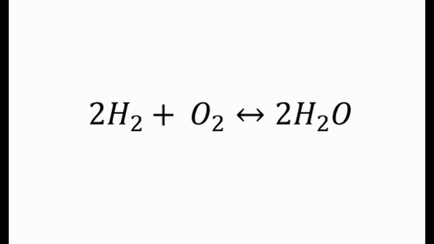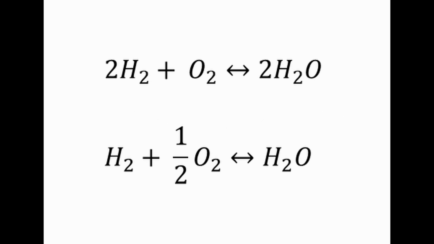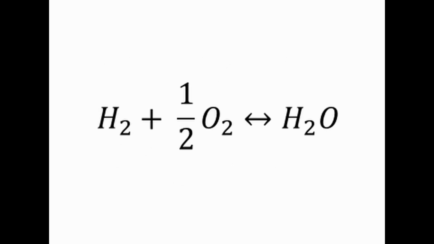The balanced equation is 2H2 plus O2 forms 2H2O. This time, the double-sided arrow is used to indicate the reaction could go in either direction depending on the conditions. We could also divide the whole chemical equation by 2 and get the same balanced equation. There would be just half the mole count of each reactant and product.